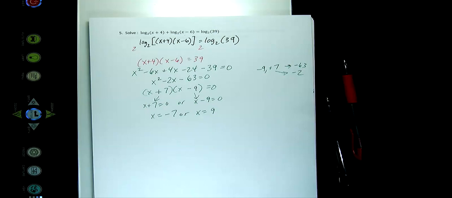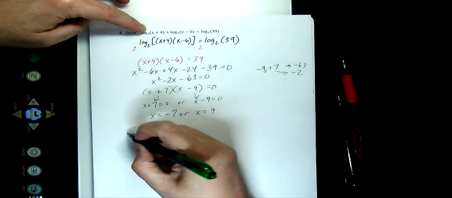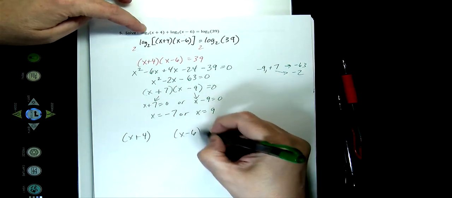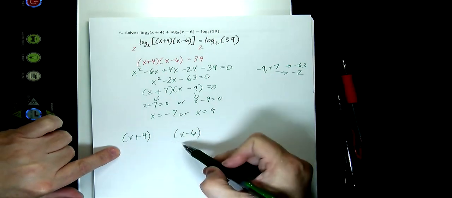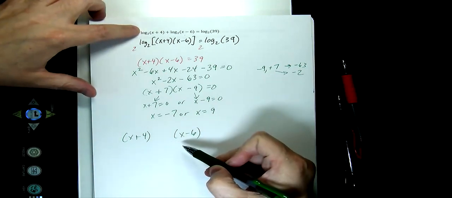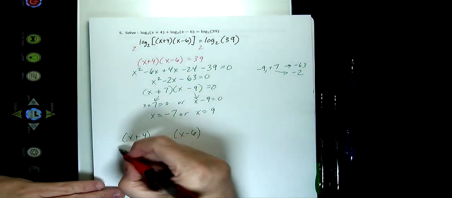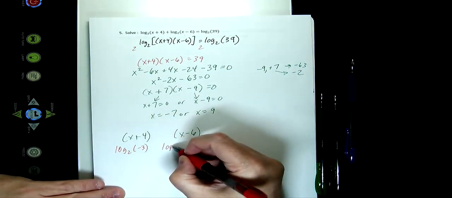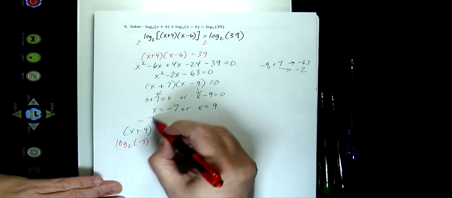We gotta check them, right? Don't just assume it's gotta be positive. Let's look inside the original things. We need to make sure the insides are positive. We had an x plus 4 and we had an x minus 6. If I stick in -7, these both end up negative. Then I've got a negative inside a logarithm and we don't want that. That would be log 2 of -3 and that would be log 2 of -9 and that is a hell no. So -7 is out.